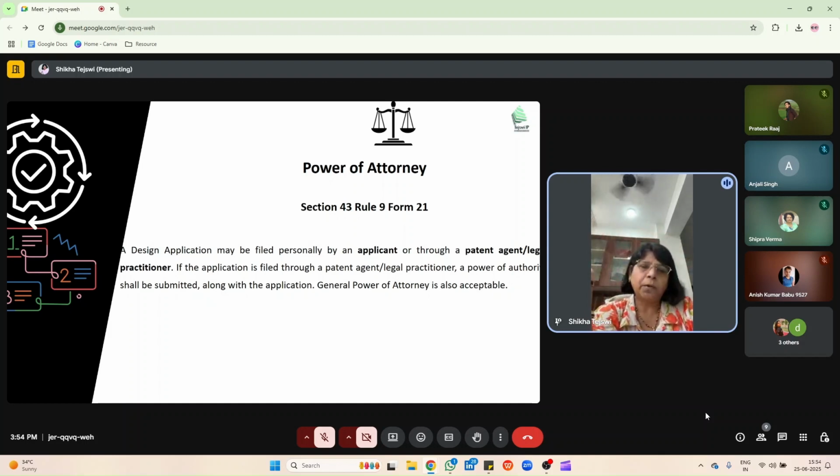And the general power of attorney is also there. Can anyone tell me the difference between specific power of attorney and general power of attorney? Two types of power of attorneys are there. Sometimes we file the specific power of attorney, sometimes there is general power of attorney. Anjali, would you try? Okay, let me answer.